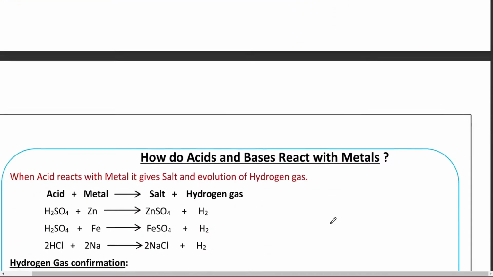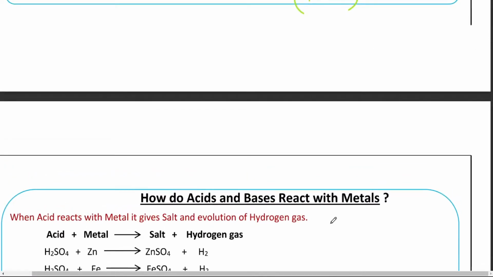Now let's move on to understand how acids and bases react with metals. Any acid and any base, when it comes in contact with metals, what is going to happen? This is what we are going to understand here. Whenever an acid reacts with a metal, it gives salt plus hydrogen gas. So this is your general formula: acid plus metal will give you salt plus hydrogen gas released.